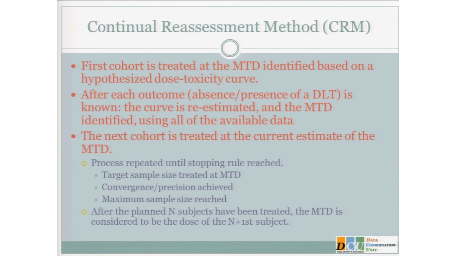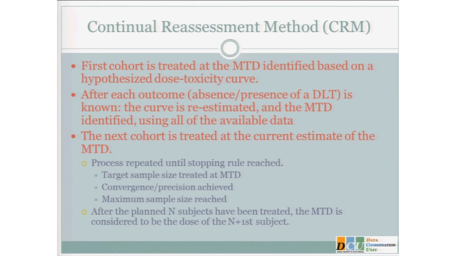Okay? So with each new cohort of subjects, you're treating them at your best guess of the maximum tolerated dose, which is a nice feature if you believe that the maximum tolerated dose is really going to be your best bet in terms of efficacy. And you keep repeating this process until some stopping rule is achieved, okay?